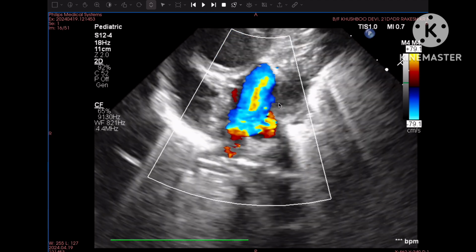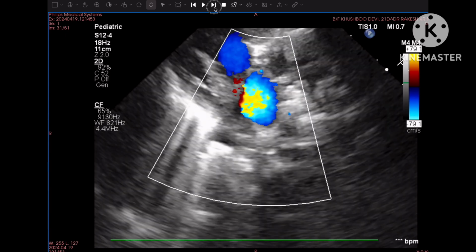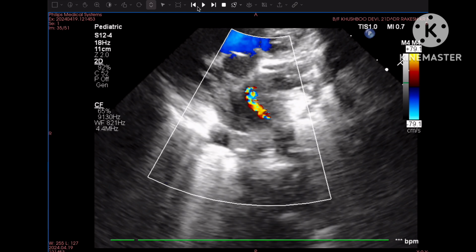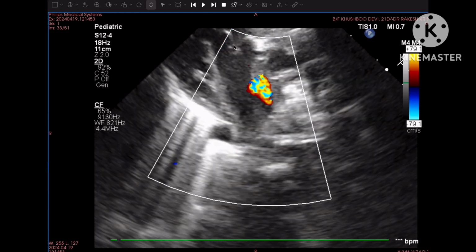This is left ventricle to pulmonary artery. Now this is aorta out of right ventricle. This is aorta. You can see the coronary artery here. The coronary artery is taking origin from aorta. So this must be aorta. Aorta is coming from right ventricle.